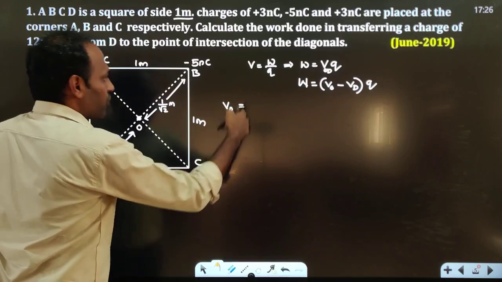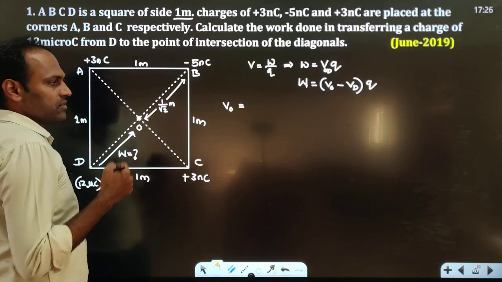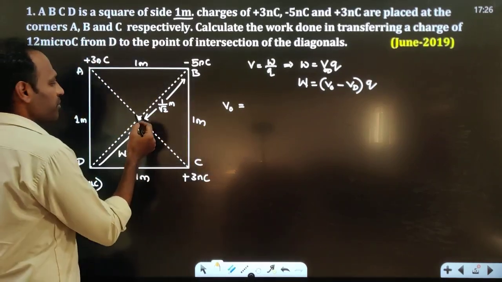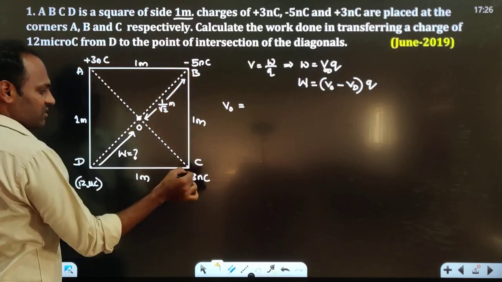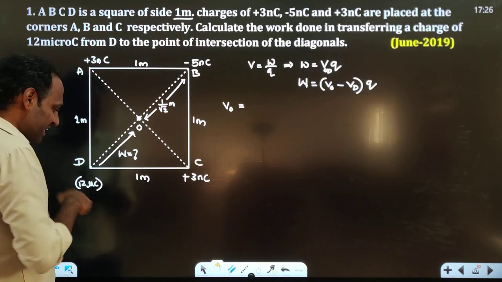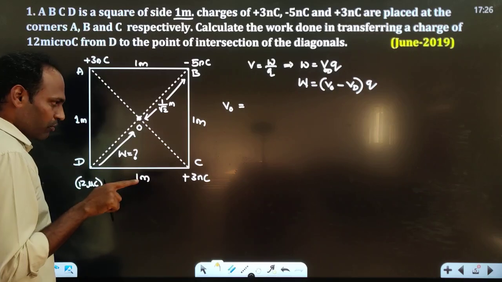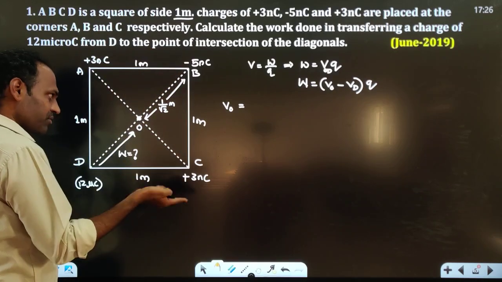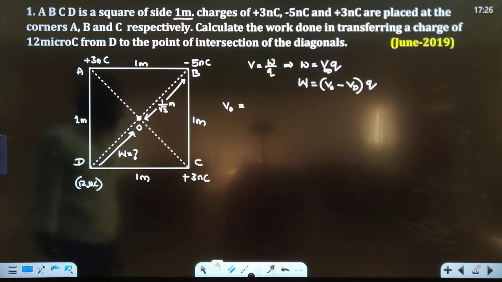So while calculating potential at O, you have to take this distance. Since there are three charges, you should not consider the charge we are moving from D to O. It is not a static charge. Only for the static charges should you take the electric field and potentials.